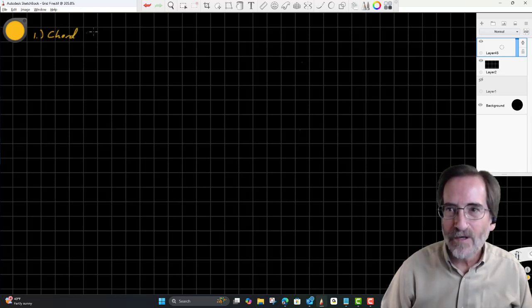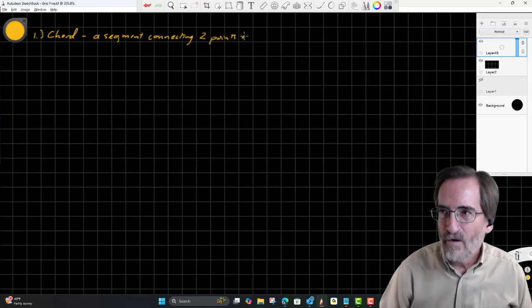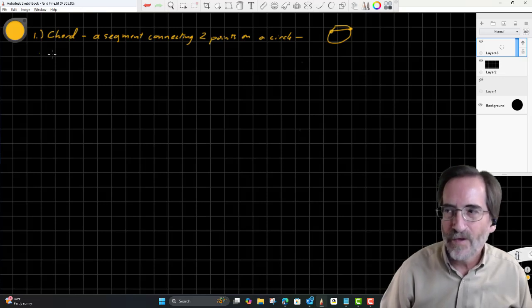We're not talking about guitars or pianos. A chord is a segment connecting 2 points on a circle. So here's a circle, 2 points on the circle. A chord connects the 2 points on the circle. Chord.